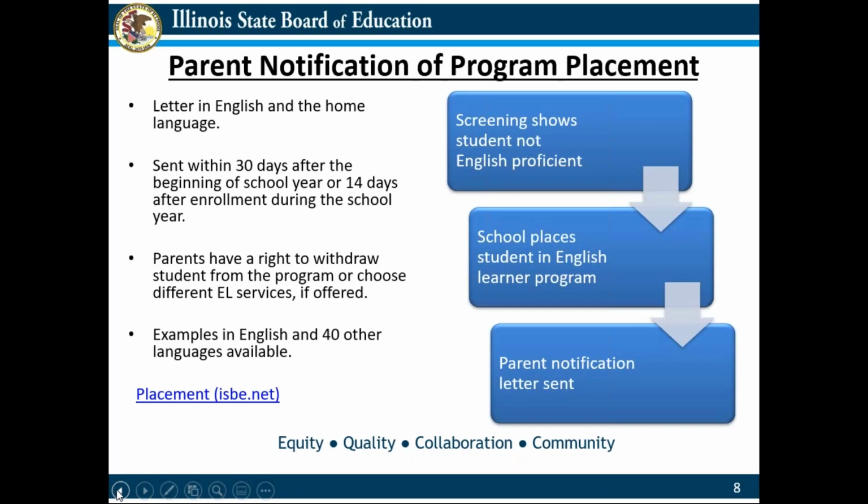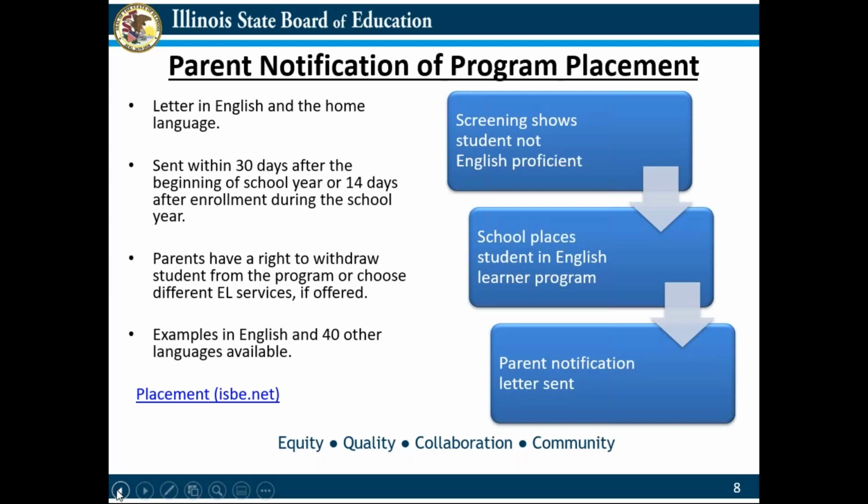Okay, the next step would be the parent notifications, which means that once the students are screened and we know the test scores of the students and we know the levels that the students will be, then the parents will receive a notification letter letting them know what the scores and where the placement is for the students. The letters must be translated in the student's home language also.